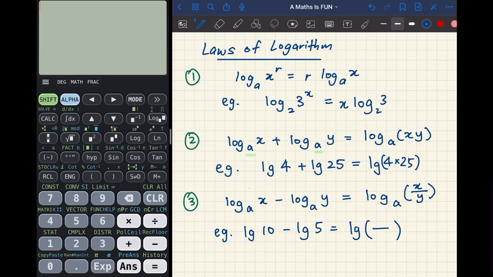We can separately see the answer for the left hand side and the right hand side, just to numerically check the validity. I have log 4 plus log 25, and that gives me 2 on the left hand side. Now we check the right hand side, which is log of 4 times 25, and that gives me 2 as well.